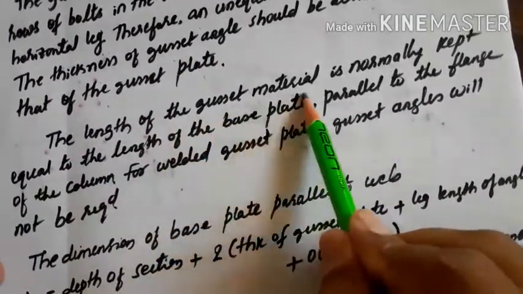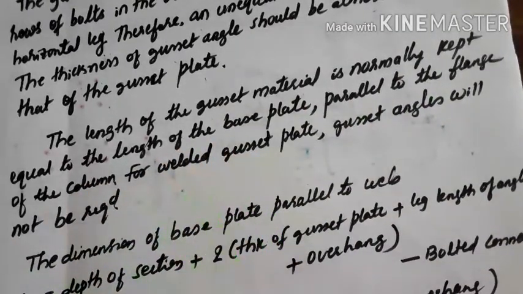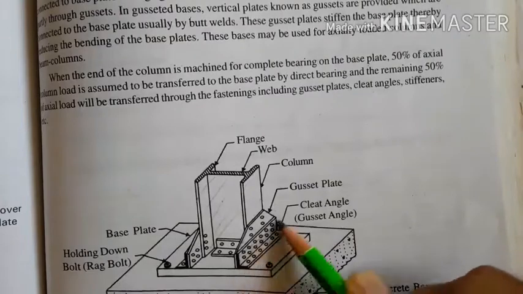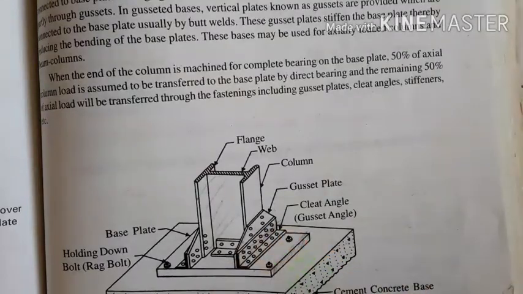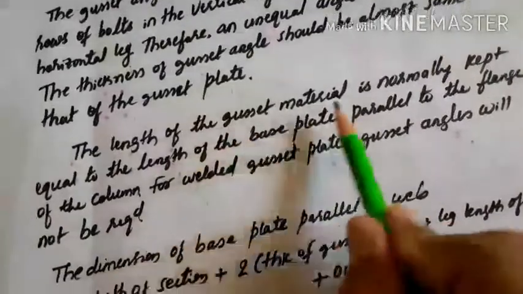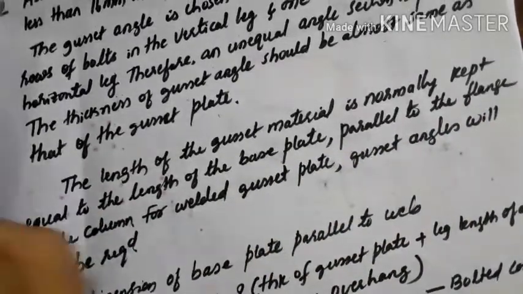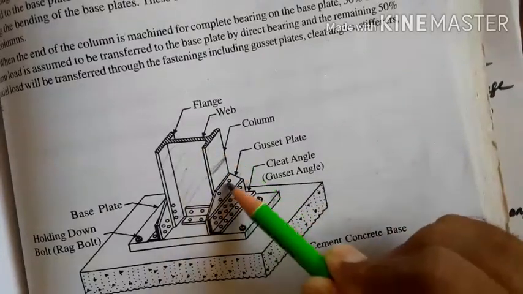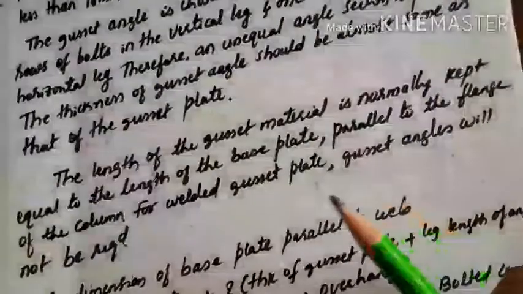Then you have to calculate the length of the gusset material that is required. The length of the gusset material is normally kept equal to the length of the base plate. So here, this gusset material length, from here to here, whatever the width of the plate is here, the same length is to be provided for the gusset. This length is equal to the length of the base plate parallel to the flange of the column. See, this gusset is parallel to the flange of the column. This is the flange. This width or the length of the gusset is equal to the length of the column base plate.